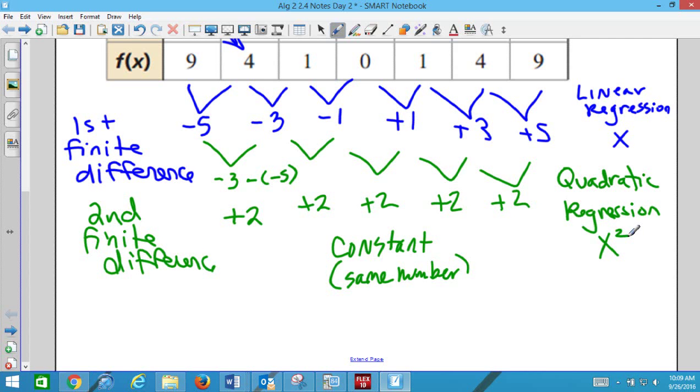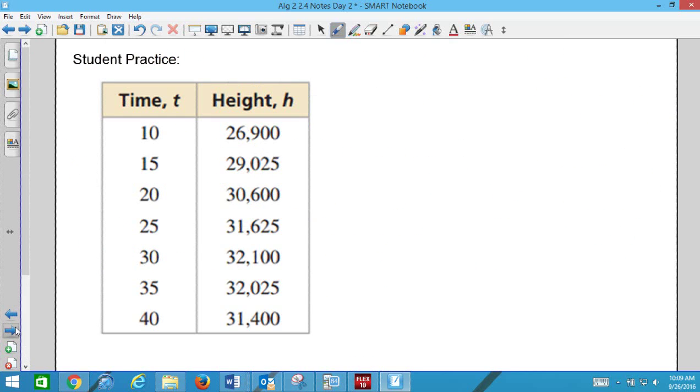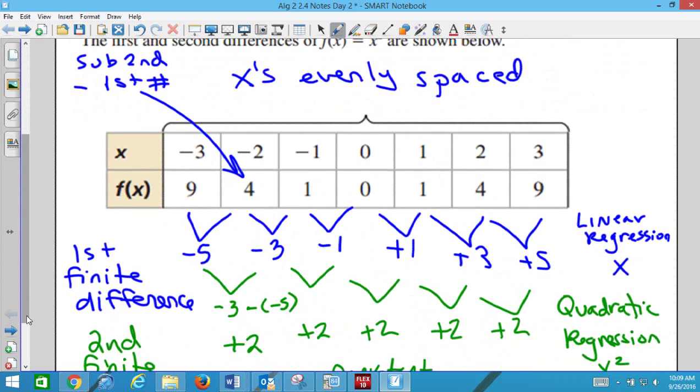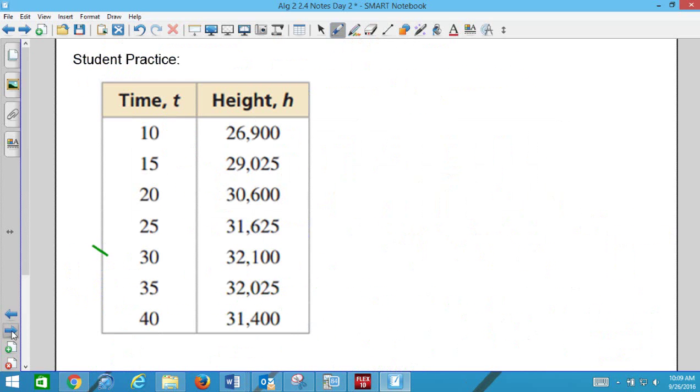So the very next example is a U-try. And we just need to figure out what kind of regression we would use. So I need you to do exactly what we did on the first one. Find the differences to see what regression we would use for question 2 in the student practice.